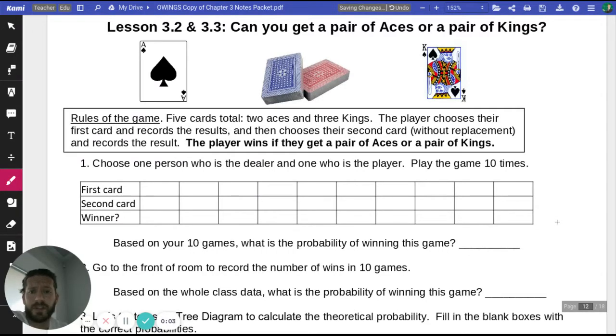Continuing with our exploration of probability, we're going to play a game here and we're going to create a tree diagram, talk about some conditional probability, and some multiplication of probability as well.